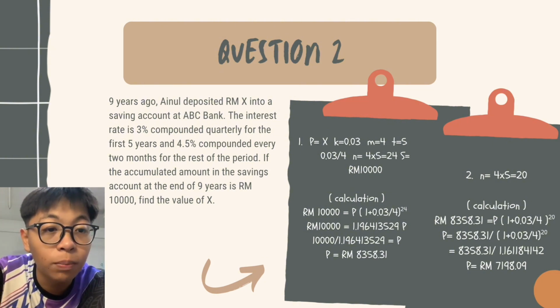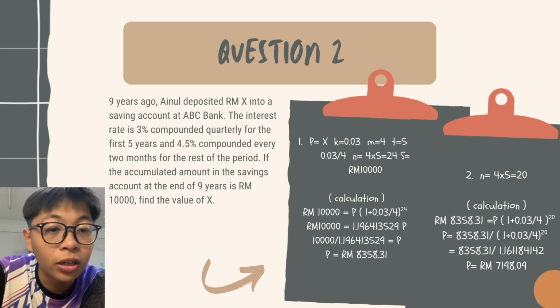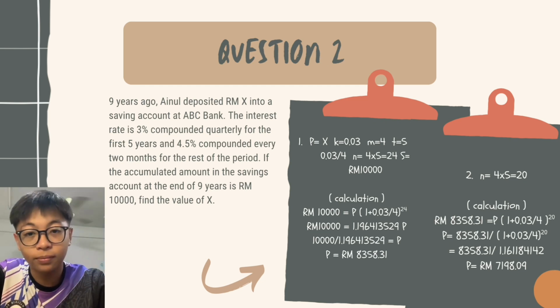Next, we move further back 5 more years using 3% interest compounded 4 times a year. Using the compound interest formula again, X is RM 7,198.09. So the original amount needed at the starting point is RM 7,198.09. That completes the calculation.